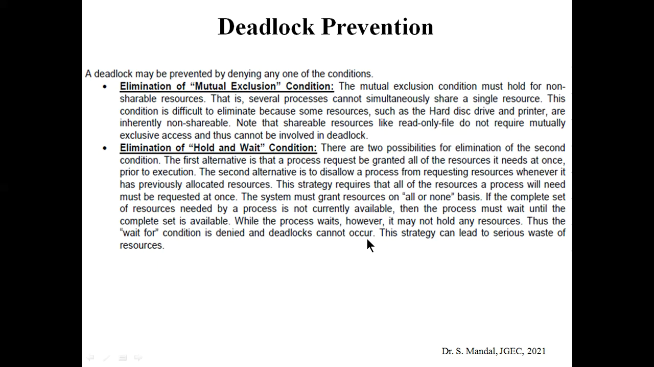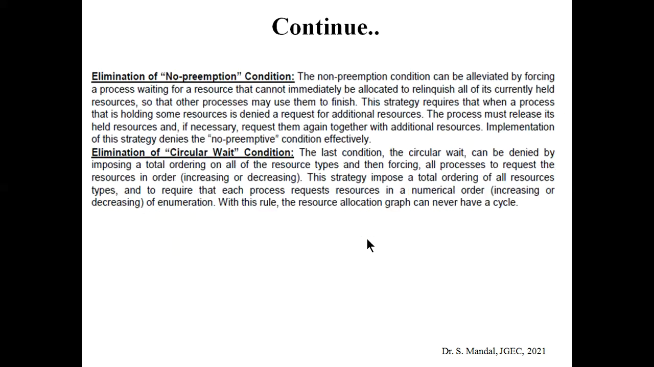But here you can see that this strategy can lead to a serious waste of resources. Why? Because we assign all the resources to each process at a particular time. So it is possible that process p1 doesn't need another type of resource, but it is already needed by the other processes. So at that time we can waste the resource.